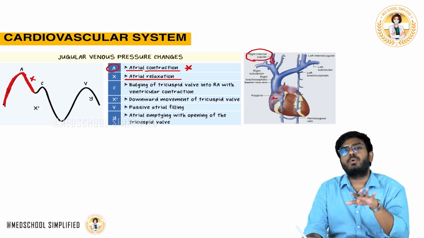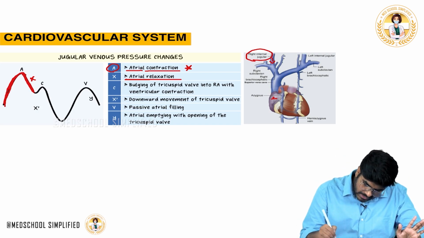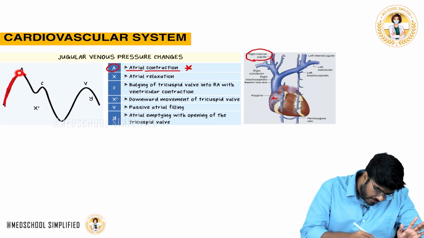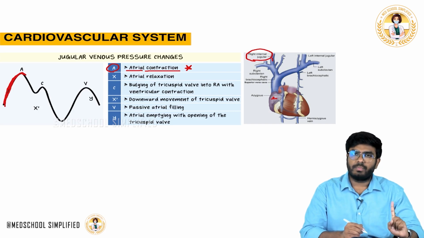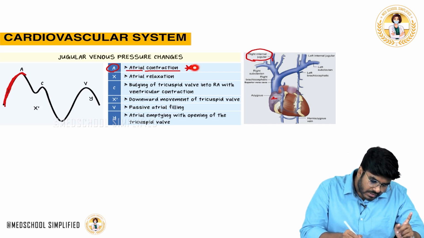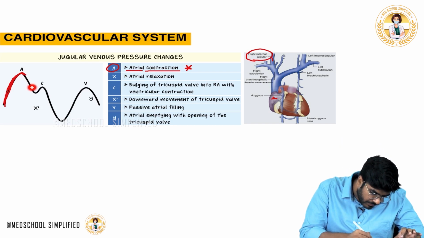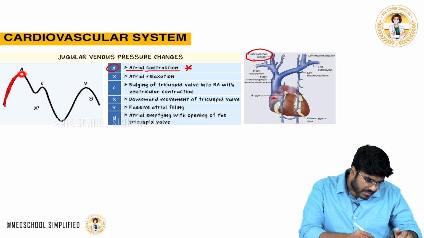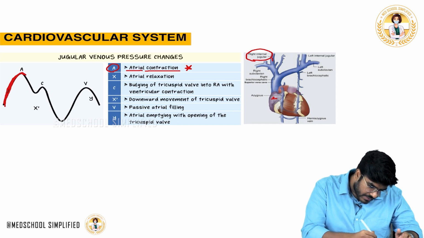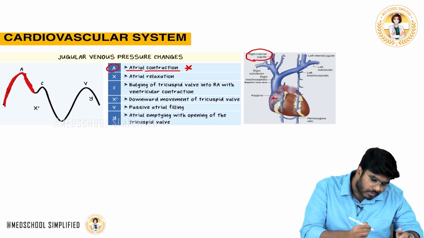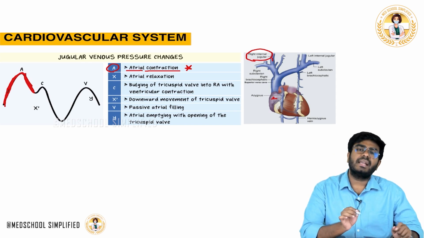In most of the books this point is skipped, so I am also not making any point over here. What I am saying is simple. They will ask you: the A wave is a positive wave, pressure is increasing. The A wave is because of atrial contraction. Atrial relaxation will also decrease the pressure inside the internal jugular vein. So pressure is coming down, which is represented as the X wave.